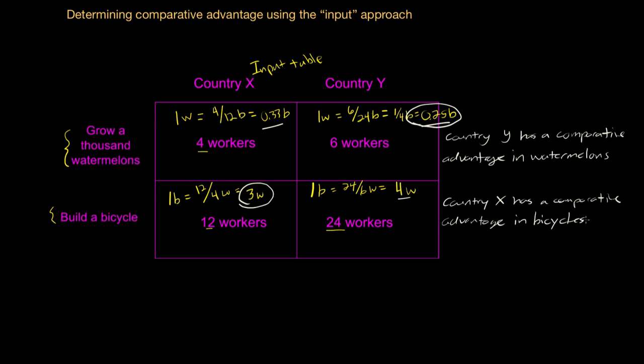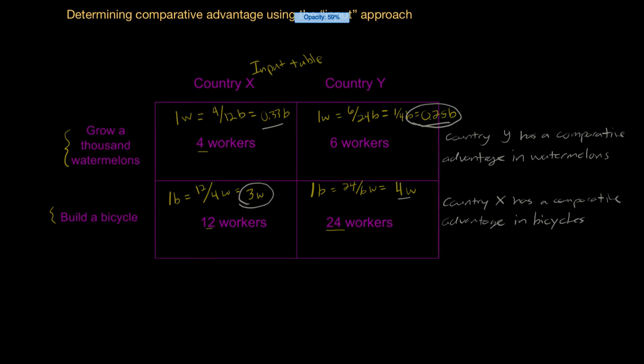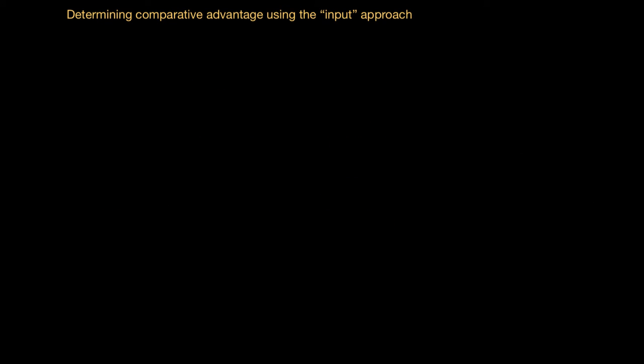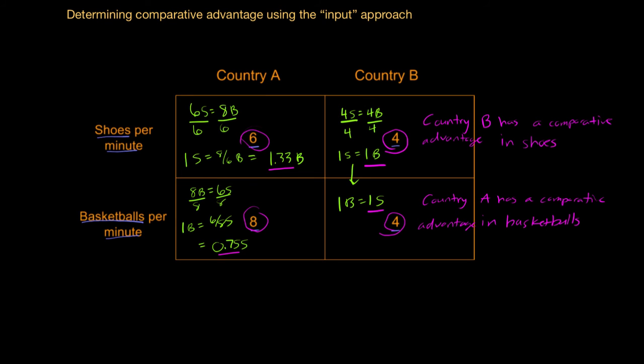So let's review. What was the main difference between the input approach and the output approach? Let's have a look at the output problem that we did in an earlier lesson. In that table, we were given the number of shoes per minute and the number of basketballs per minute produced. The input time was fixed and the output was variable and demonstrated in the table. Using that information, we calculated opportunity costs and determined who could produce each good at the lower opportunity cost. And through that, we drew conclusions about who had the comparative advantage in the two goods productions.